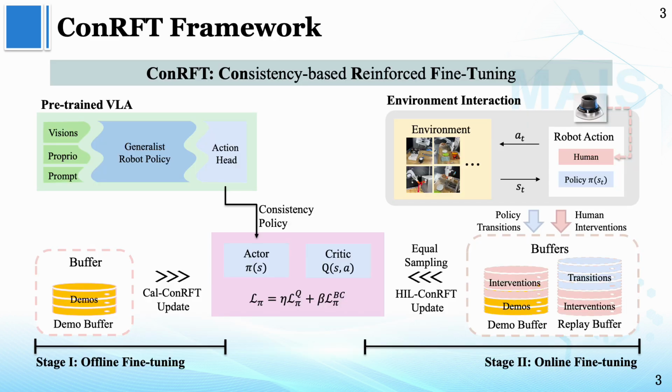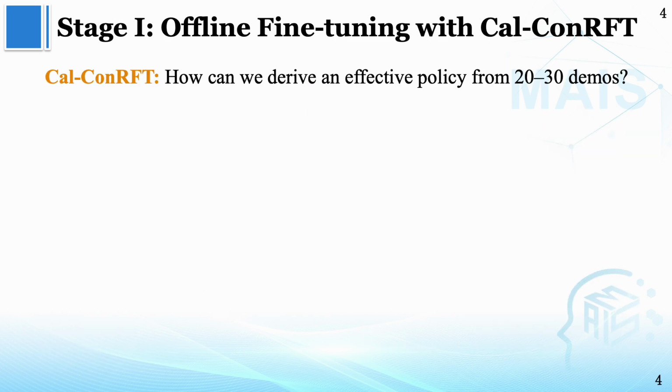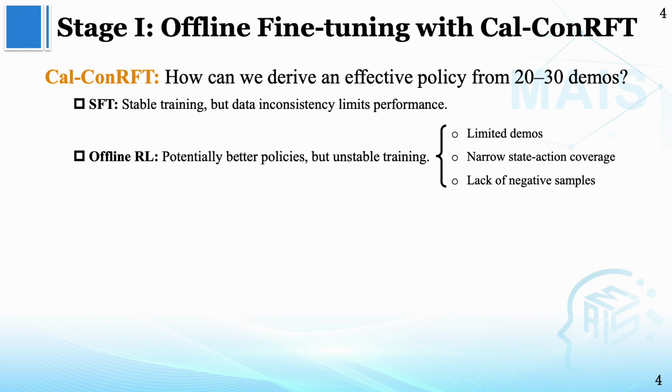We propose a two-stage framework built on a consistency policy as the action head. Both stages share the same training objective. In the offline stage, our goal is to get a strong initial policy using just a small number of expert demos. Traditional methods have several drawbacks. Supervised fine-tuning is stable but limited by data inconsistencies. Offline reinforcement learning can improve policy, but it's unstable due to the poor state action coverage and missing negatives.